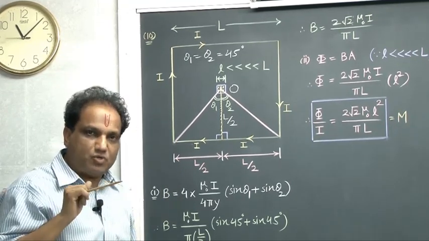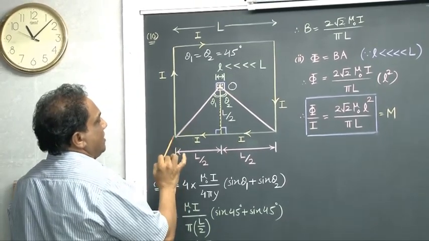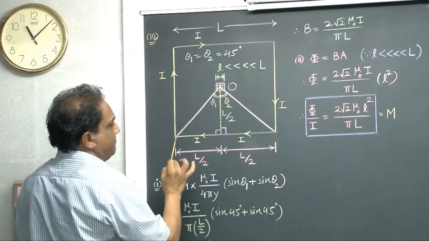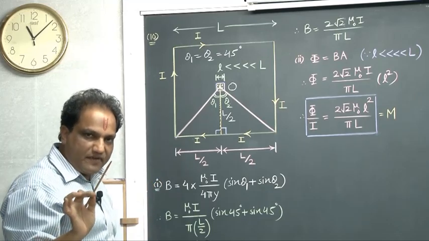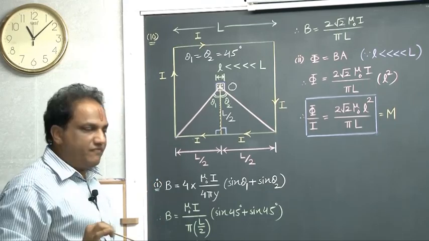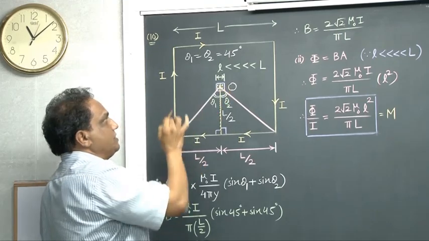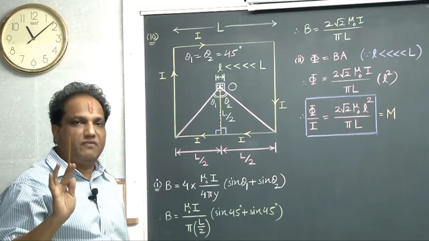How to find that mutual inductance? I am showing you. First of all, consider current passing through the bigger loop, the bigger frame. Let it be capital I. Now let us find the resultant magnetic field produced at the center due to this current passing through all the four sides of the bigger frame.